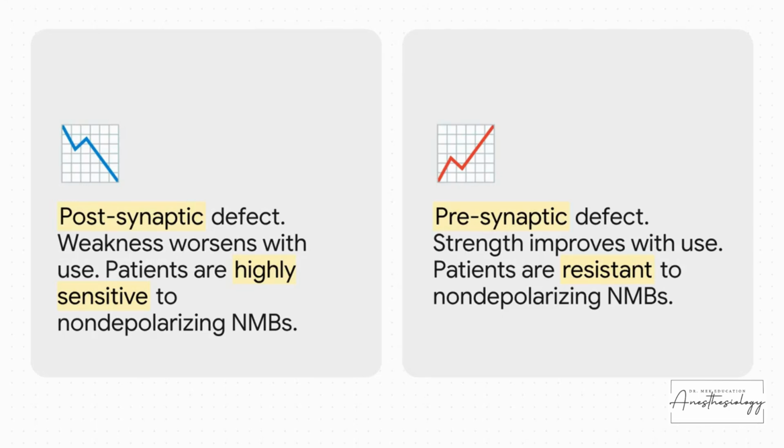And this is a distinction we have to get right: myasthenia gravis versus Lambert-Eaton syndrome. Look, this isn't just some academic exercise. Getting this wrong could completely derail your anesthetic plan. Just remember, myasthenia gravis is a postsynaptic problem. Their strength gets worse with use, and they are incredibly sensitive to our non-depolarizing neuromuscular blockers. Lambert-Eaton is basically the opposite. It's a presynaptic issue, and those patients are actually resistant to those same agents. So you can see they're 2 fundamentally different challenges in the OR.